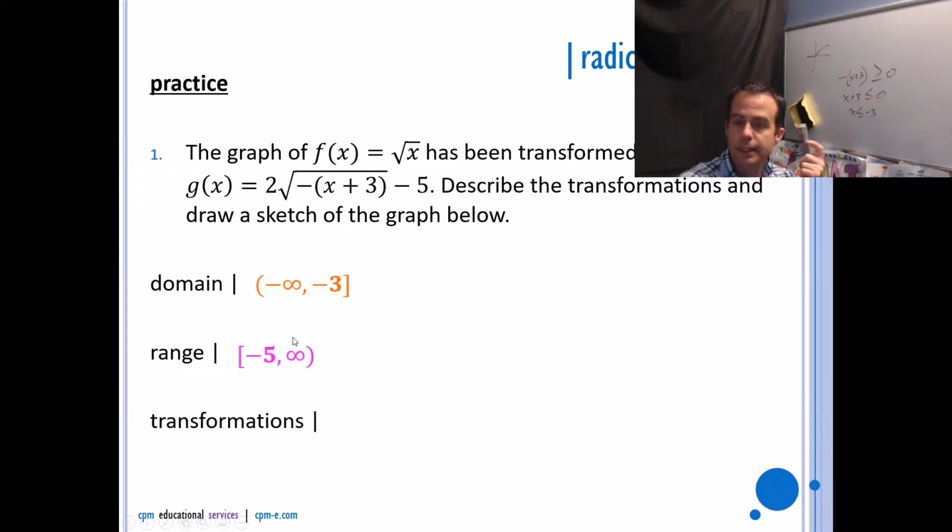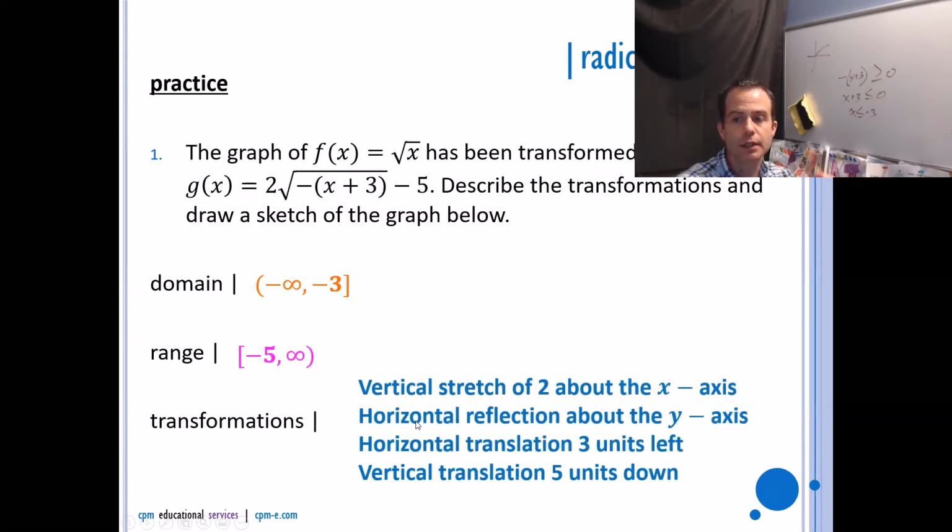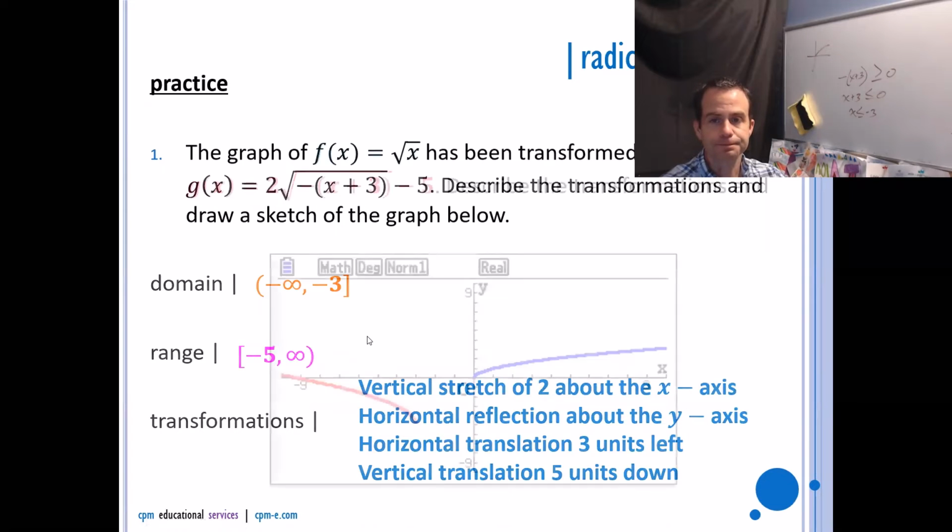So negative infinity to negative 3 and negative 5 to infinity. Transformations, there's 1, 2, 3, 4 things you need to say. You'd want to start with your vertical stretch of 2 about the x-axis. Then you'd want to move to your horizontal reflection about the y-axis. Then your horizontal translation 3 left, because your h value there is negative 3, and a vertical translation 5 down.